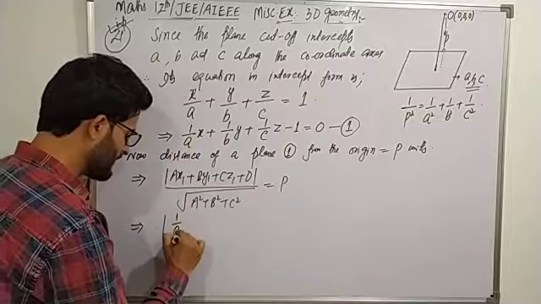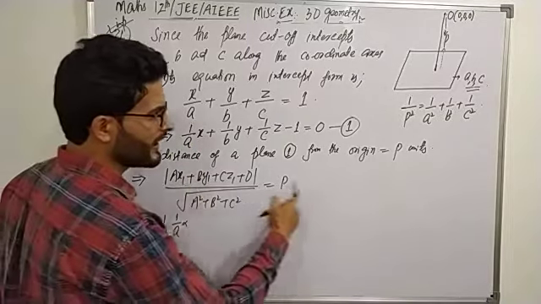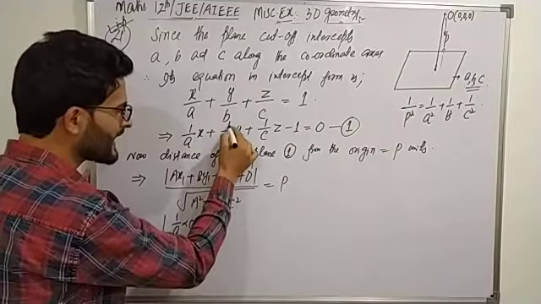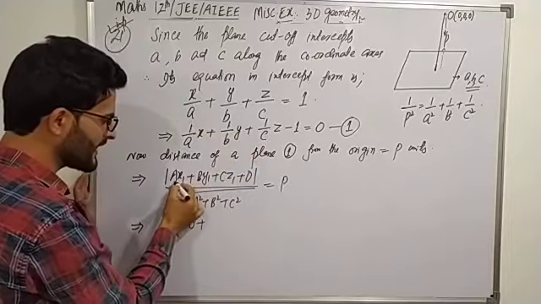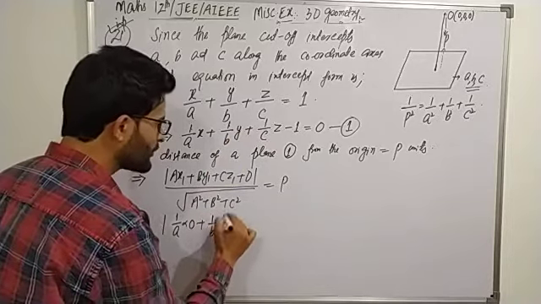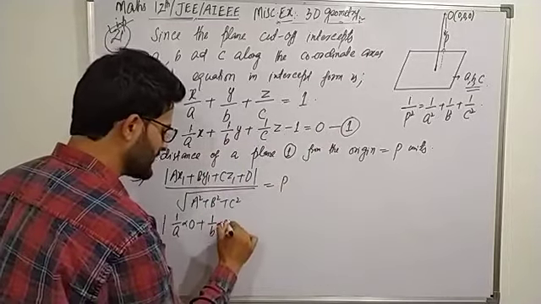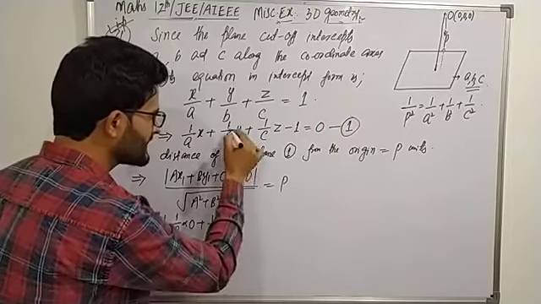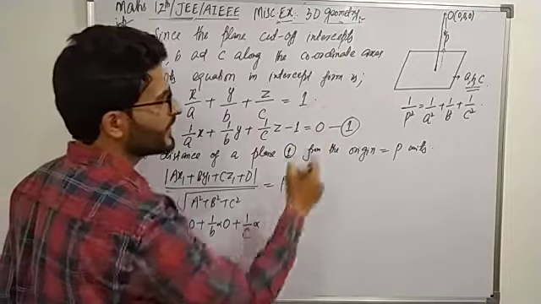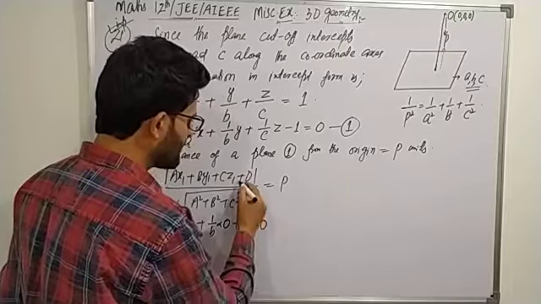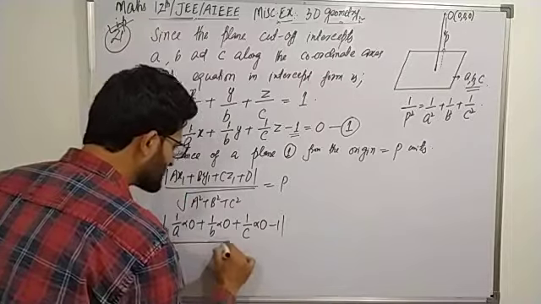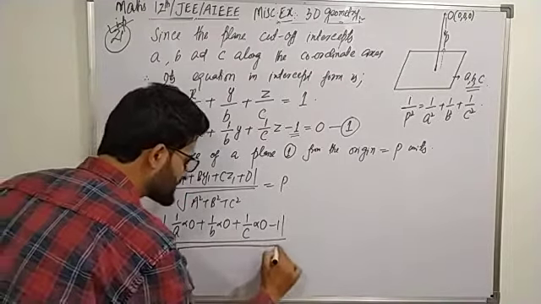that is 1 by a, into x1, the x coordinate. Origin has the coordinate 0, 0, 0, so 0, plus b is the second direction number, that's 1 by b, into y1, the y coordinate, that is 0, plus c, the third direction number, that's 1 by c, into z1, the third coordinate of the point, that is 0, and plus d का वैल्यू भी है यहाँ पे -1, divided by square root of a square plus b square plus c square.